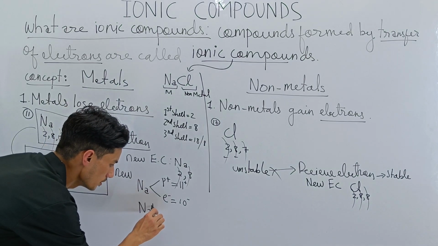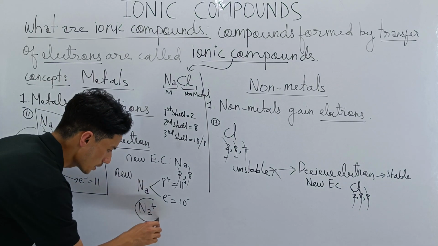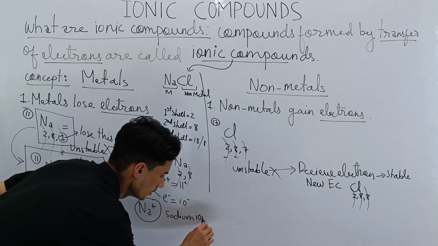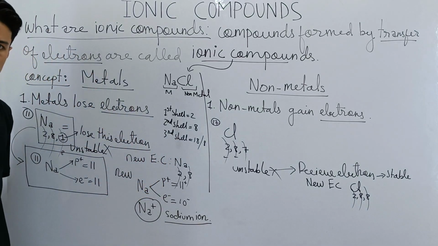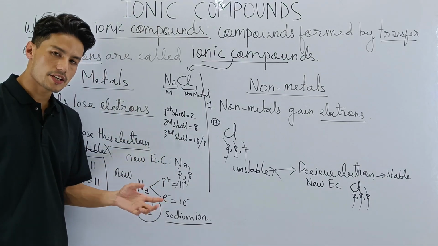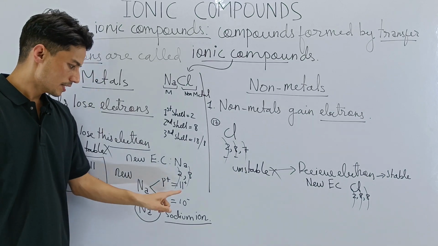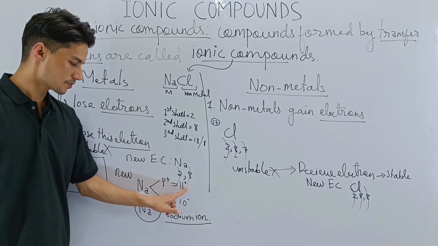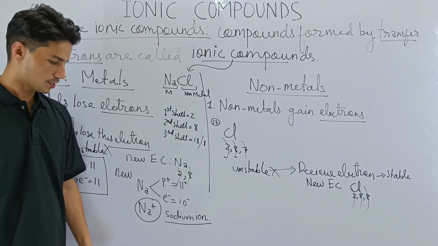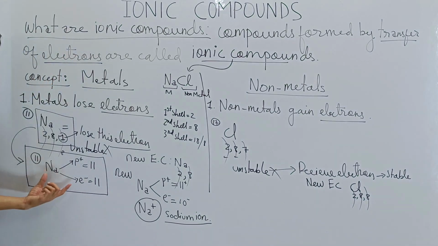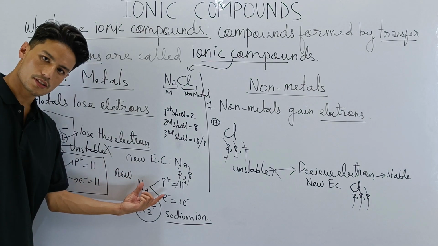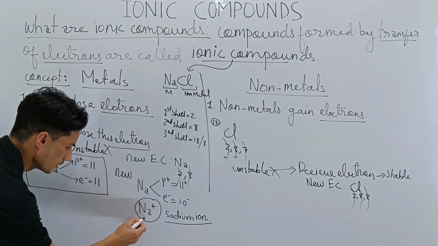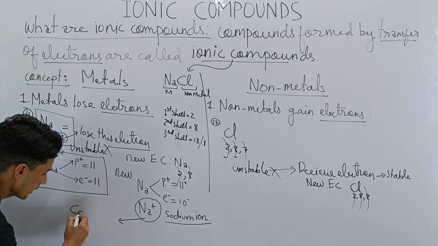So this becomes a sodium ion. This is a sodium ion, because now it is carrying one extra positive charge: 11 positive charges, 10 negative charges. That makes it an ion. So normal sodium loses an electron and becomes a sodium ion. This is called a cation.